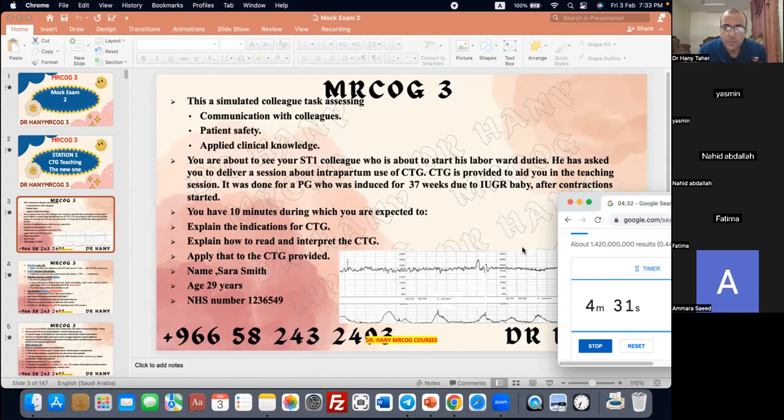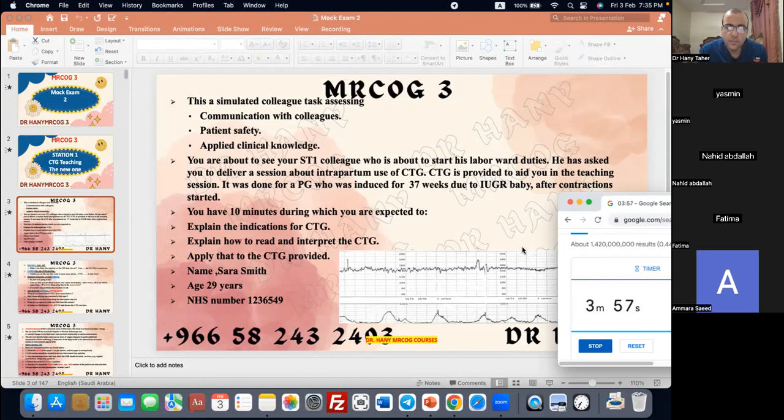Okay, so decelerations also have three types. They come as early, variable, and late. Early is usually the normal one. It comes when the baby's head is coming down. Early deceleration usually peaks with the contraction, and the baby's heart rate recovers when the contraction is ending. Variable means there is no relationship to the contraction. The baby's heart rate drops without any relationship to the contraction.